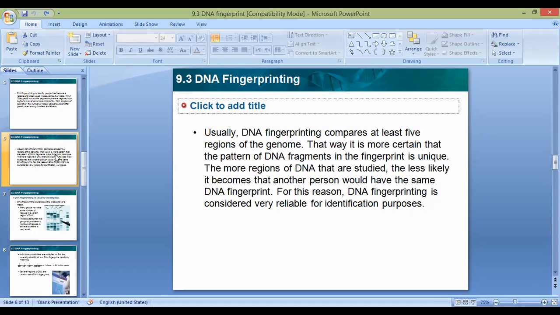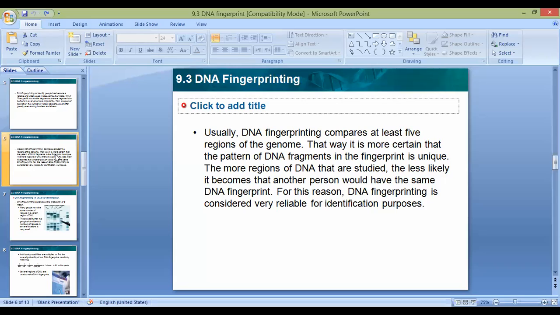Okay? Usually DNA fingerprinting compares at least 5 regions. We said I might sometimes have the same number of repeats at a certain location. So that's why, when I want to compare the DNA fingerprinting bands that come out, I have to compare at 5 regions or 5 locations on the genome. And what is the genome? The genome is the whole DNA that I have. So I don't choose one location, I choose at least 5 locations, maybe more but not fewer than 5, to compare. So it is more certain that the pattern of DNA segments in the fingerprint is unique.